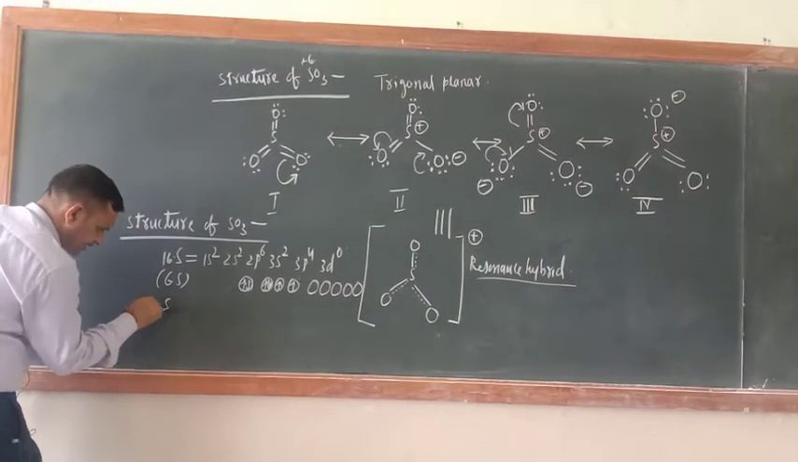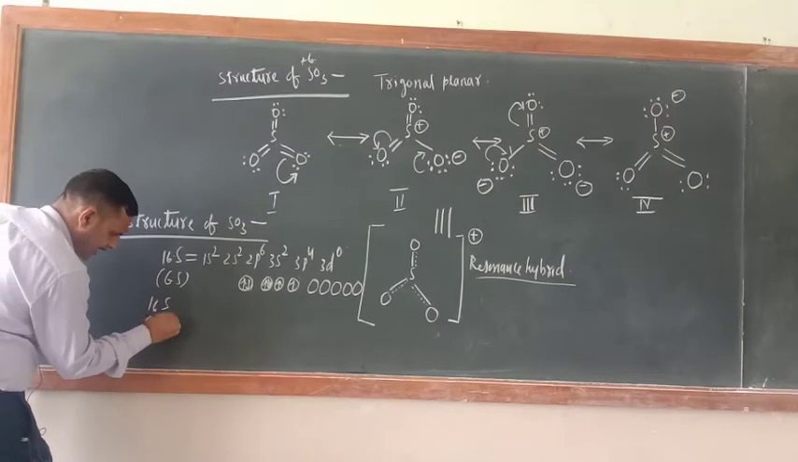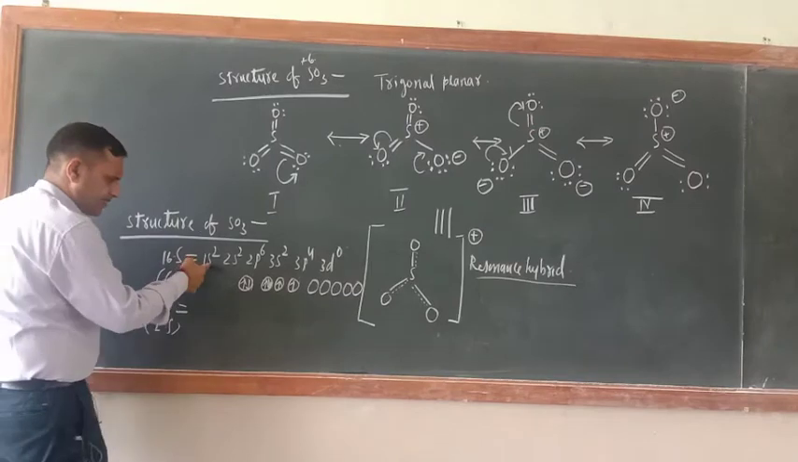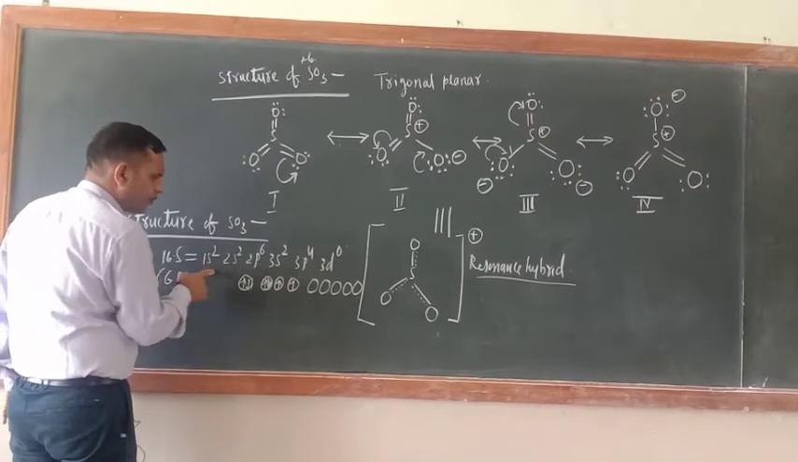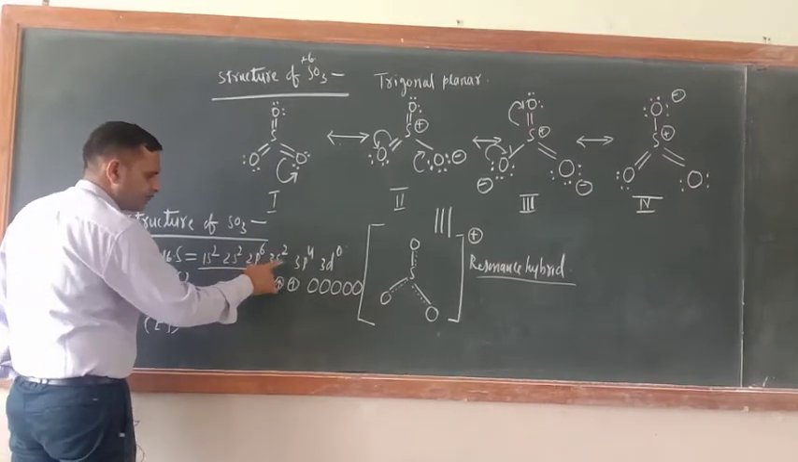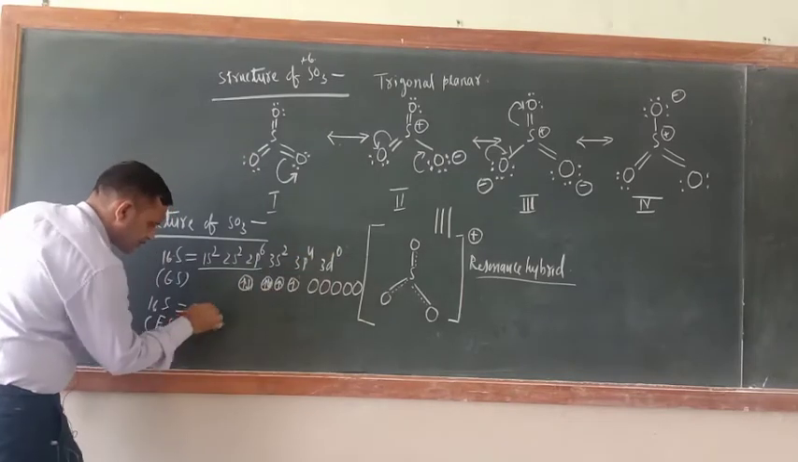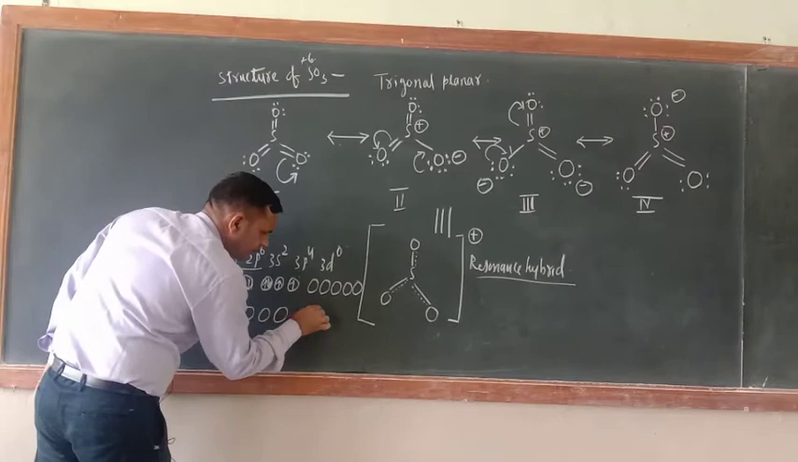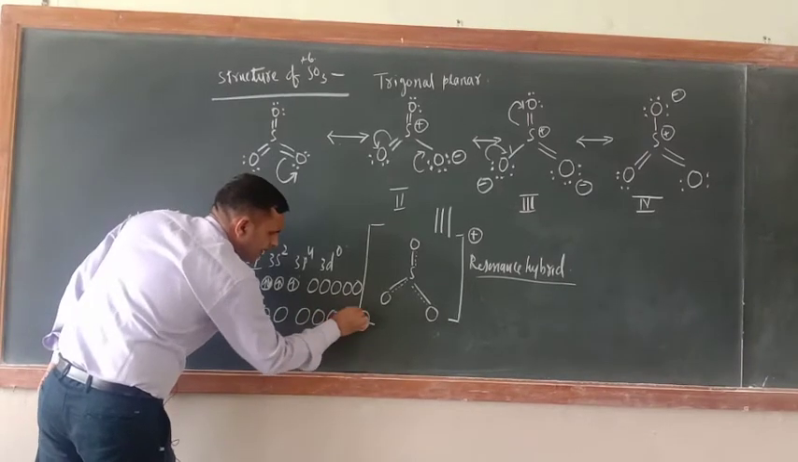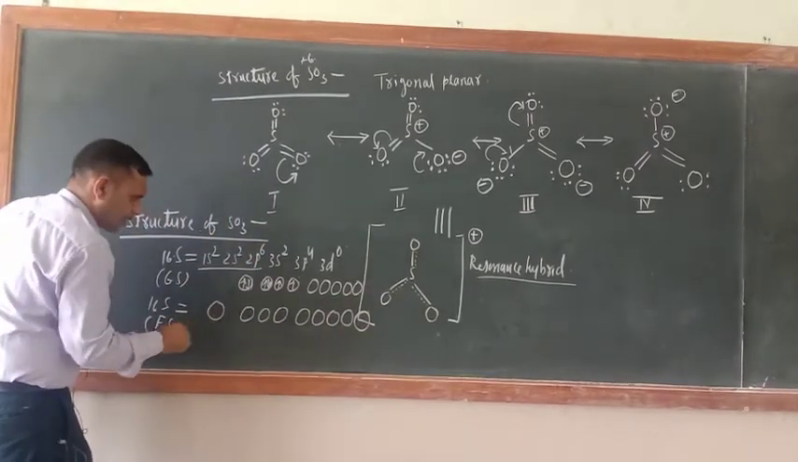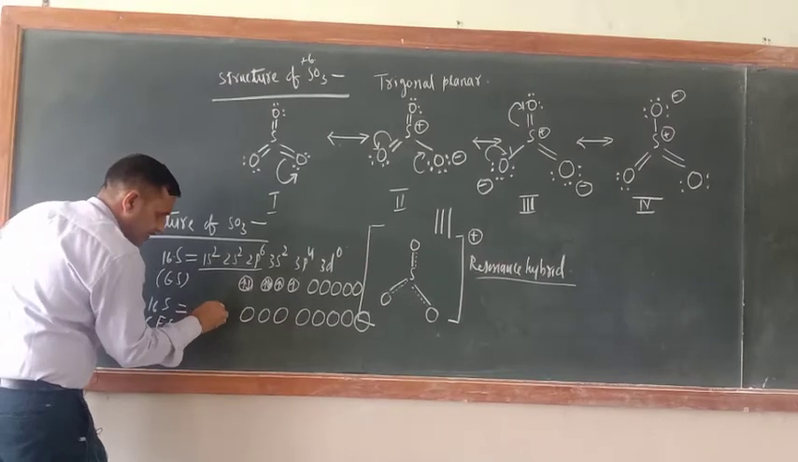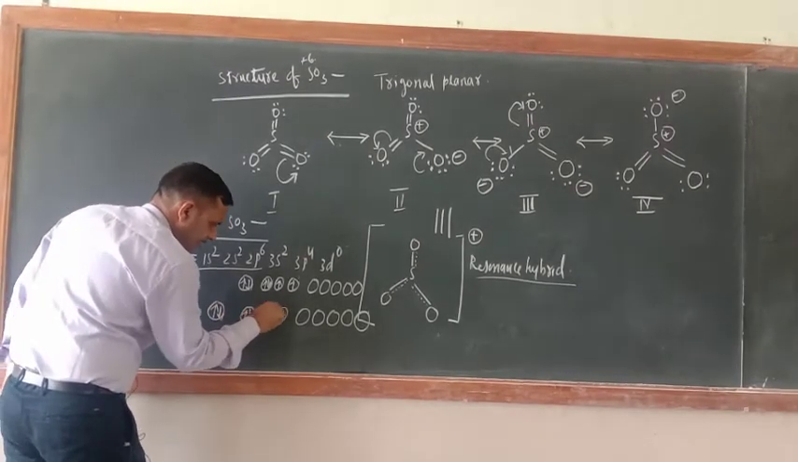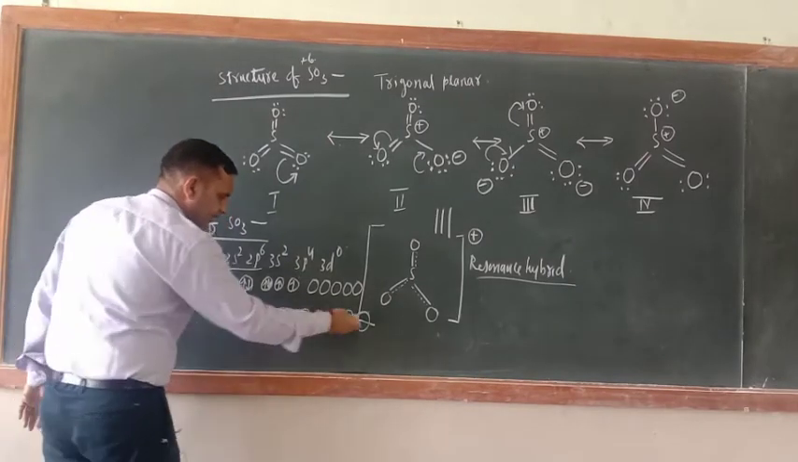Now sulfur 16. I will not write 1s, 2s and 2p; we require only that much. So 3s, 3p, and the electrons are arranged like this: 1, 2, 3; 1, 2, 3, 4, 5. Here this and this.